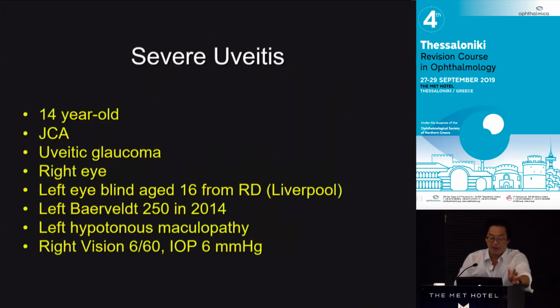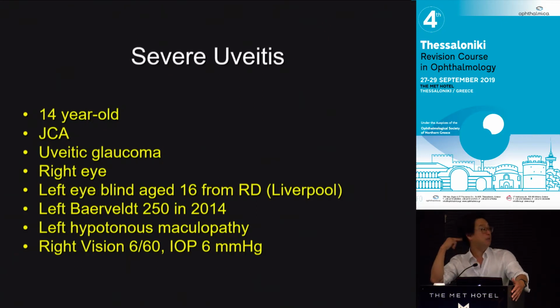So what happened is that this is a patient with JCA. After a Baerveldt 250 implantation, the pressure has been 6 with hypotony maculopathy. What do you do? Any suggestion? The pressure is controlled, but it's too low. Baerveldt tube, what would you do? Any comment? Is the Supramid out? Yes, the Supramid is out.